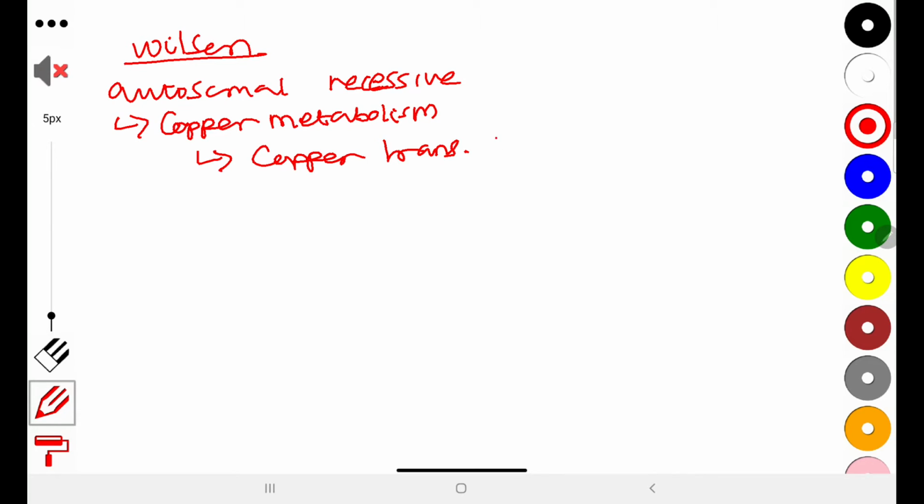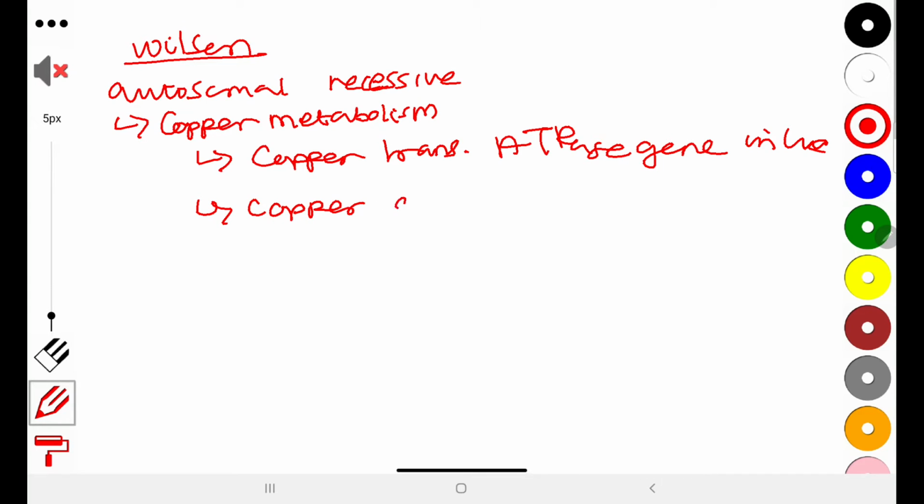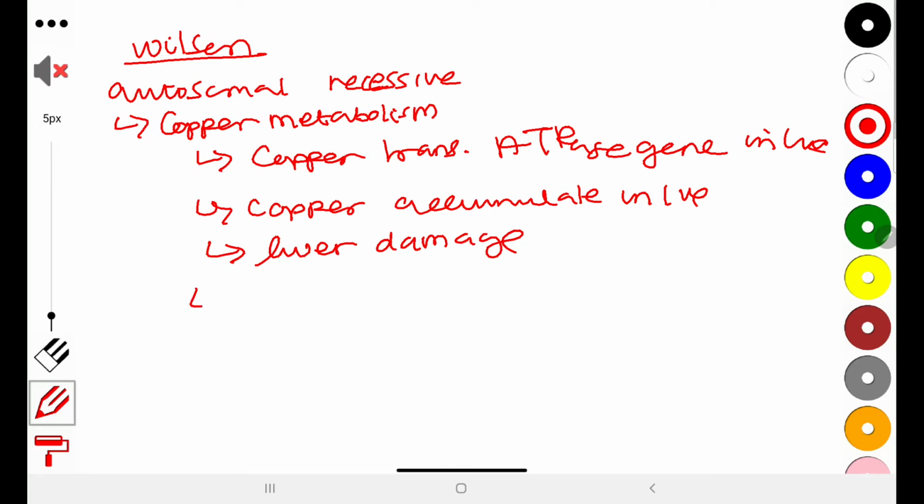Okay, specifically the ATPase gene in the liver. Okay, and this leads to accumulation of copper. So copper will accumulate in the liver, and this will result in liver damage. You also have it around the periphery of the cornea in the eye. So you have a very characteristic yellow Kayser-Fleischer ring.